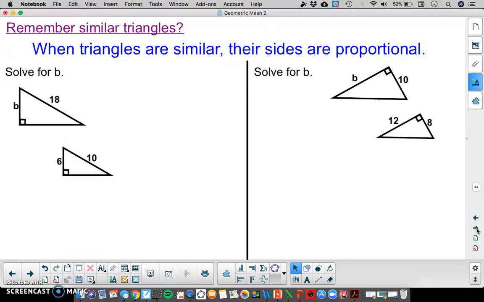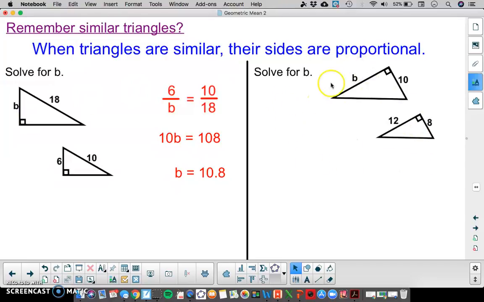Before we get into the next thing with right triangles, I want to review a little bit about similarity. When triangles are similar, remember their sides are proportional. So if I want to solve for the length of this side, that's b in this example, I would want to set up a proportion. There's more than one way to set it up, but you could set it up this way as 6 over b equals 10 over 18. And then solve that proportion. 10b equals 108, and then divide by 10. So the length of that missing side would be 10.8 units.